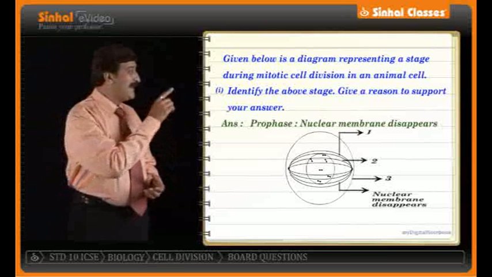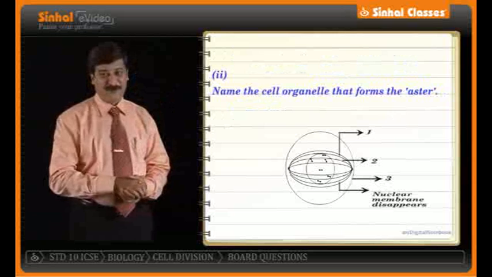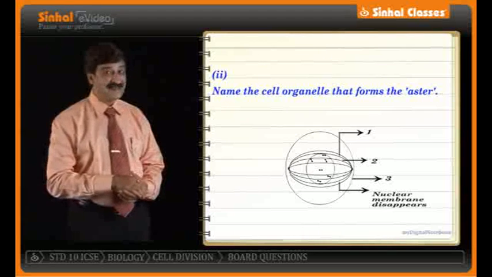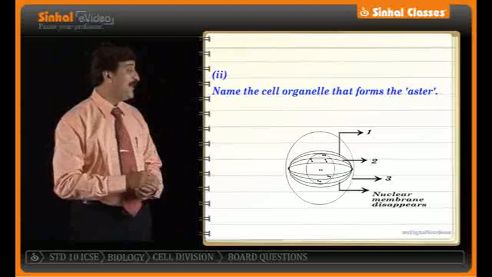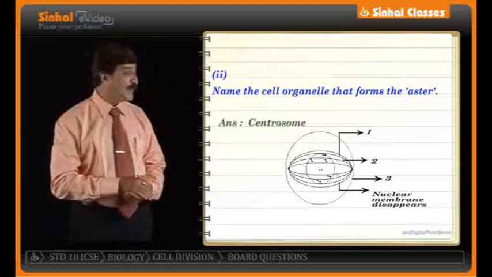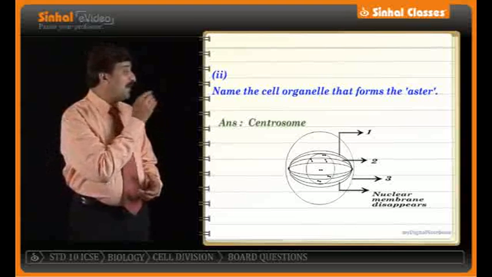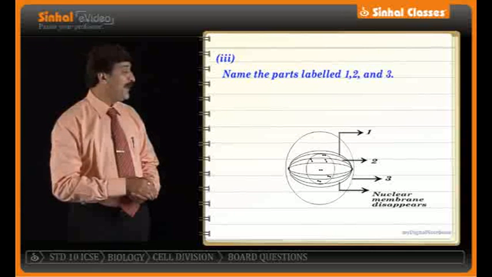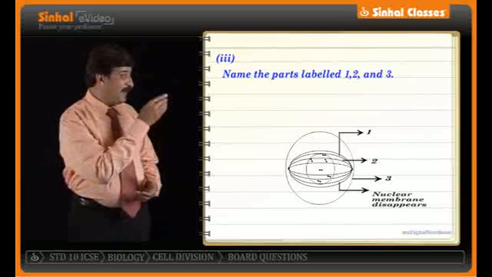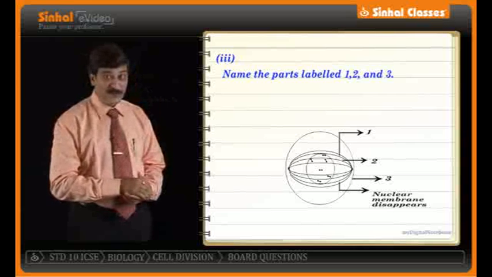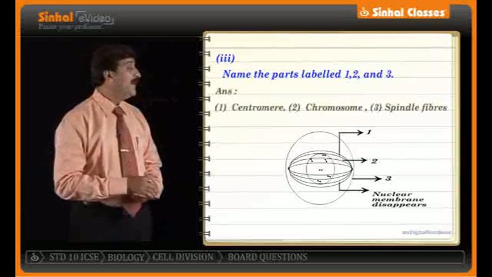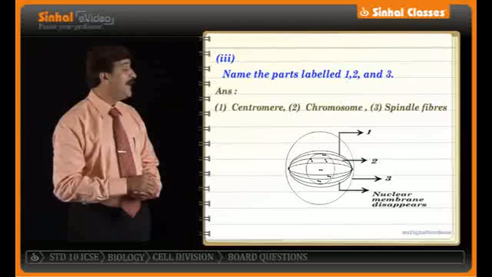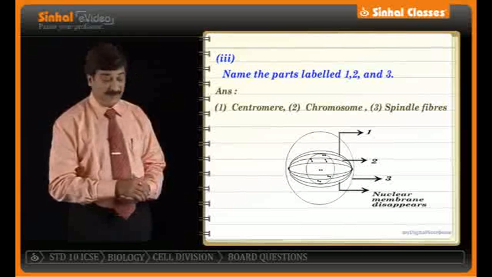Now you can see the second question that is featuring over here. The question is, name the cell organelle that forms the aster. And your answer should be, it is the centrosome. The third question is, name the parts labeled 1, 2, 3. And what should be your labeling? The first one is centromere. Write your spellings correctly. The second one is chromosome. And the third one is the spindle fiber.